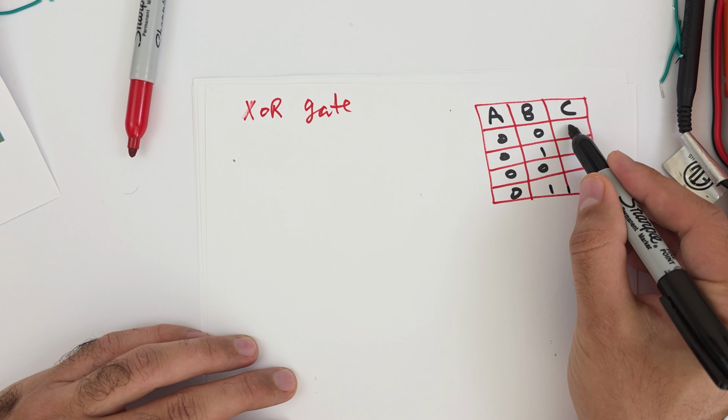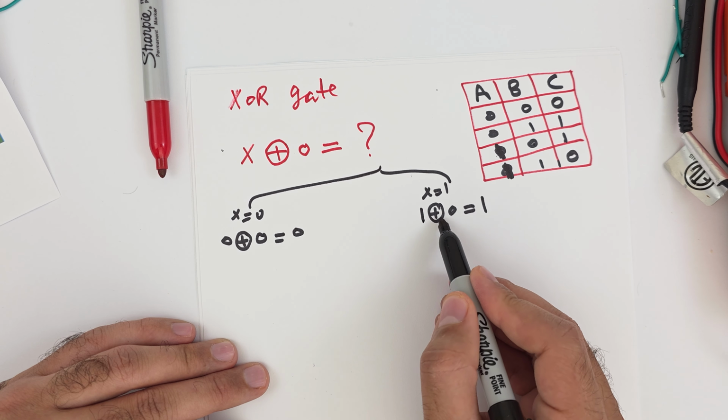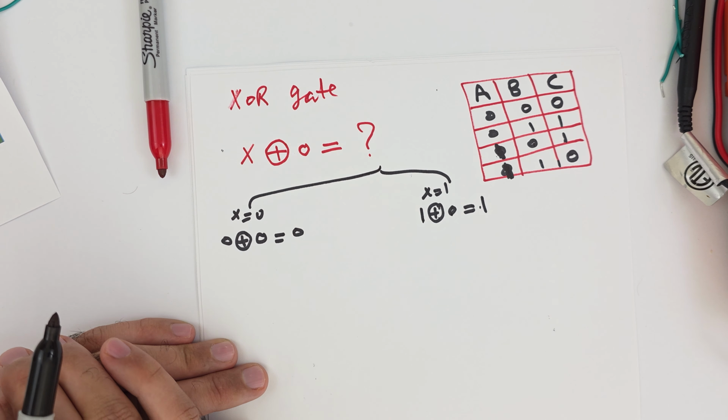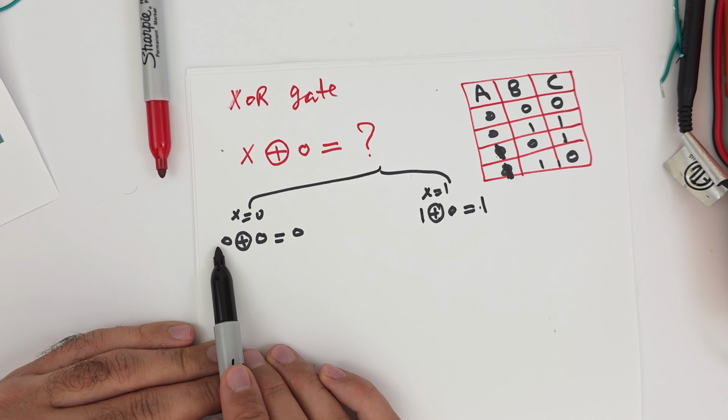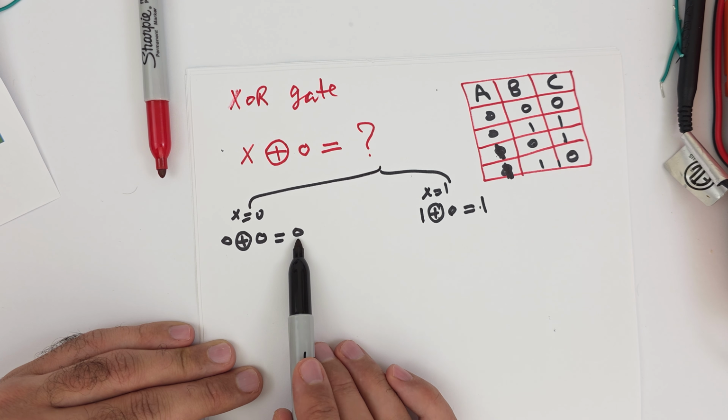And then if x is equal to 1, then it is going to be 1 XORed with 0, which is equal to 1, because this is 1 and this is 1. My mistake. So 1 XORed with 0 is equal to 1. So that means if you look at the x value on the left side, 0 becomes 0.